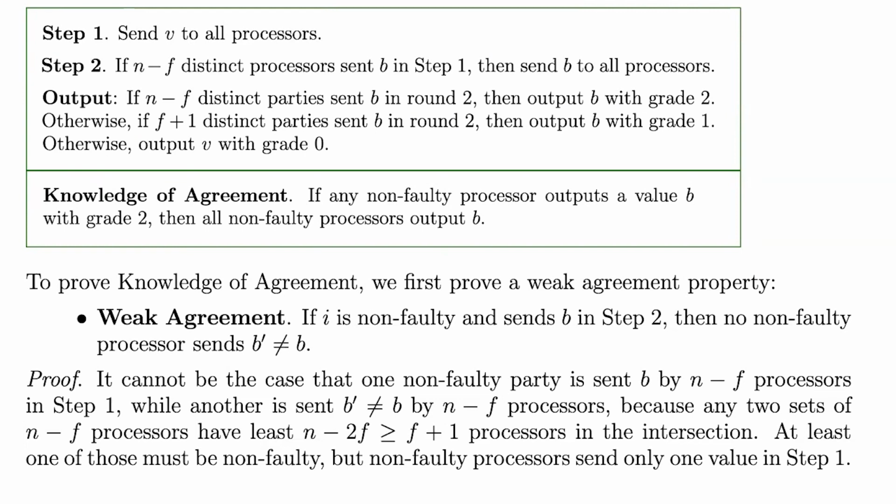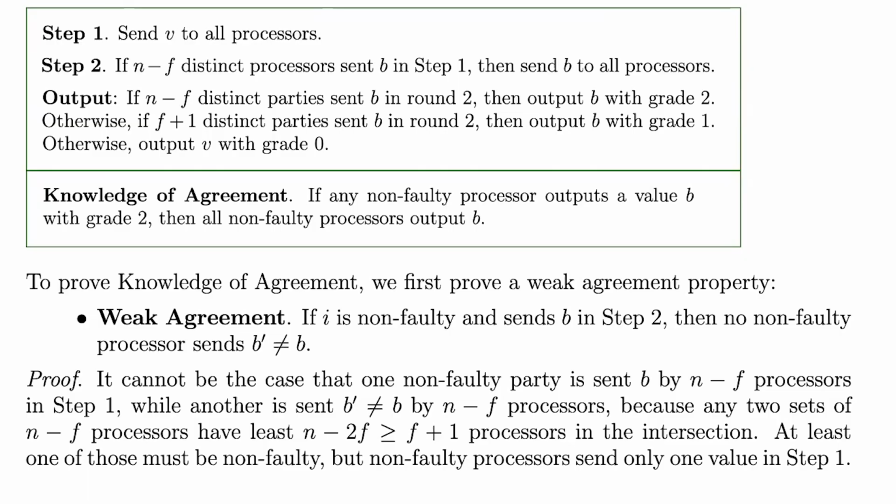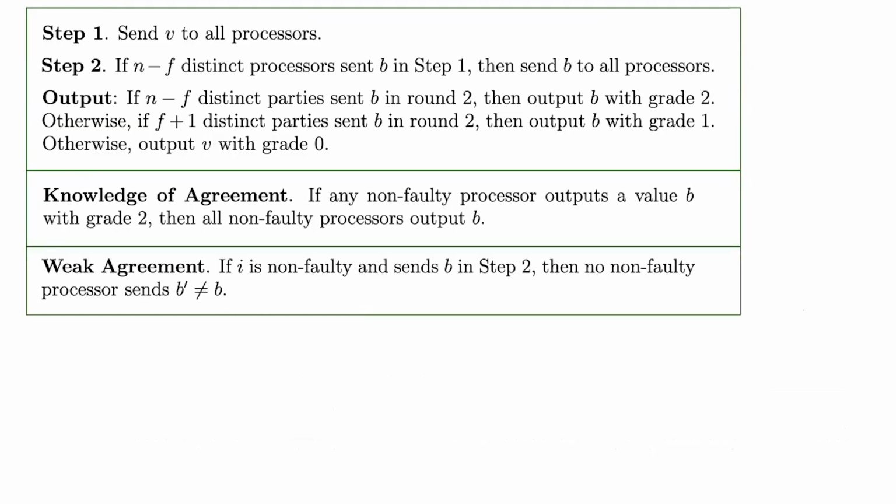Okay, so that means if any non-faulty processor sends B out here, because they've got n minus f, they've been sent B by n minus f distinct processors in the first step, then no other non-faulty processor can send a different B out, right? They would have seen B prime not equal to B sent to them by n minus f distinct processors. Okay, so that's weak agreement, and once you've got weak agreement, you can easily prove knowledge of agreement.